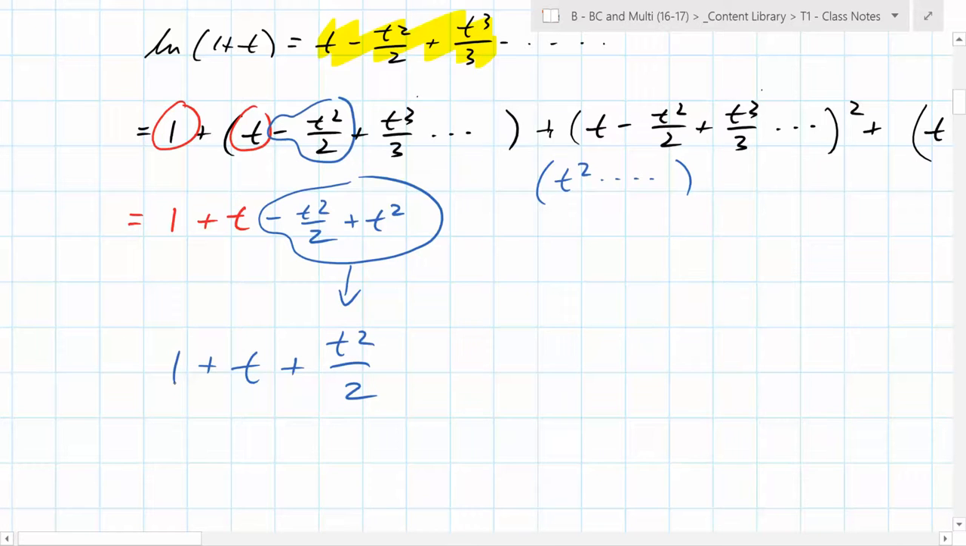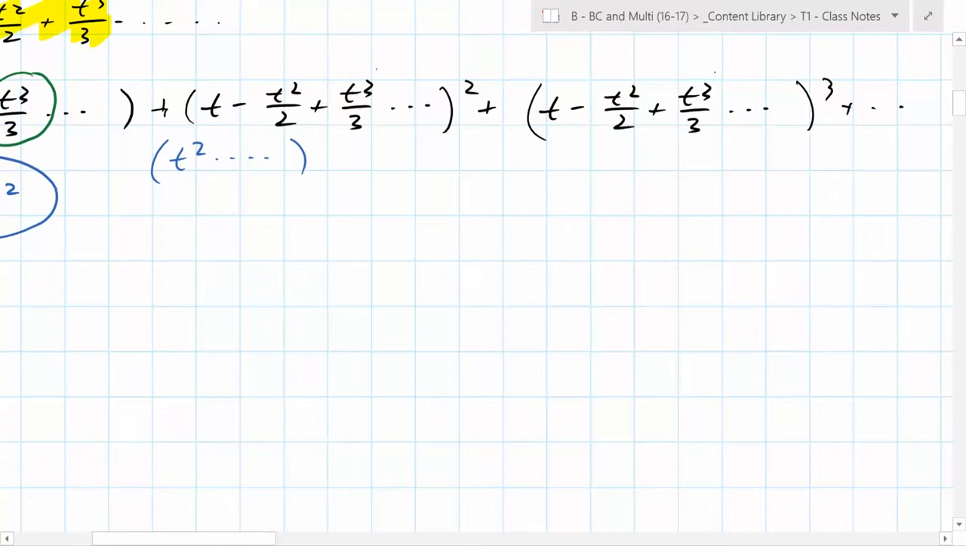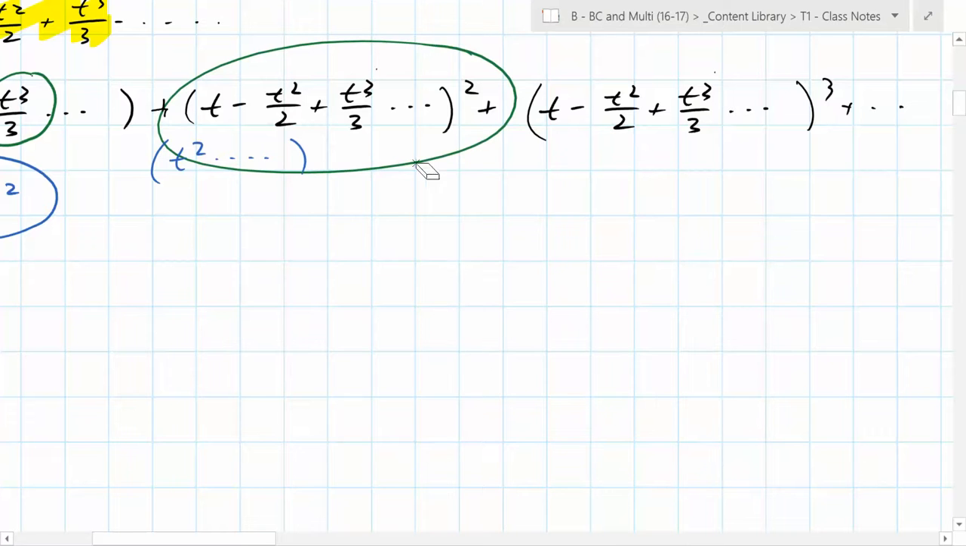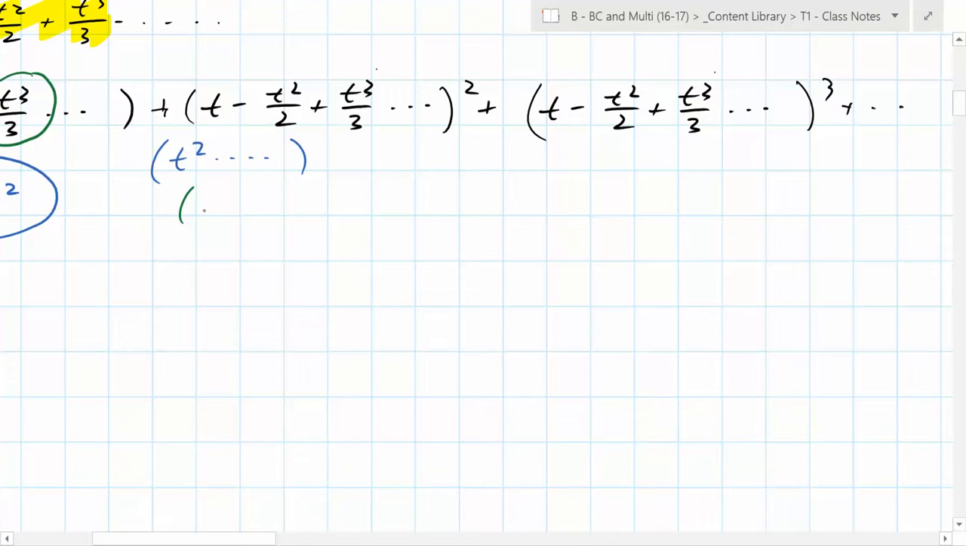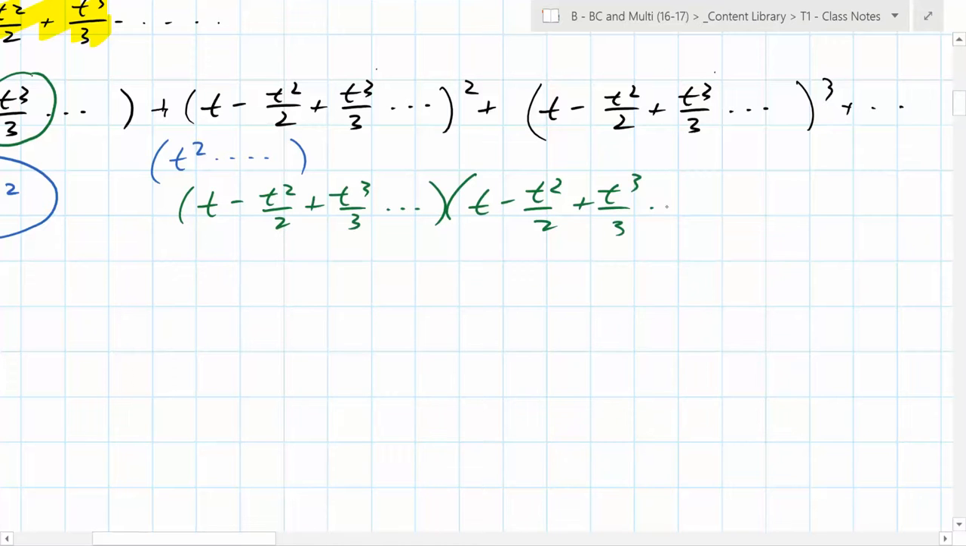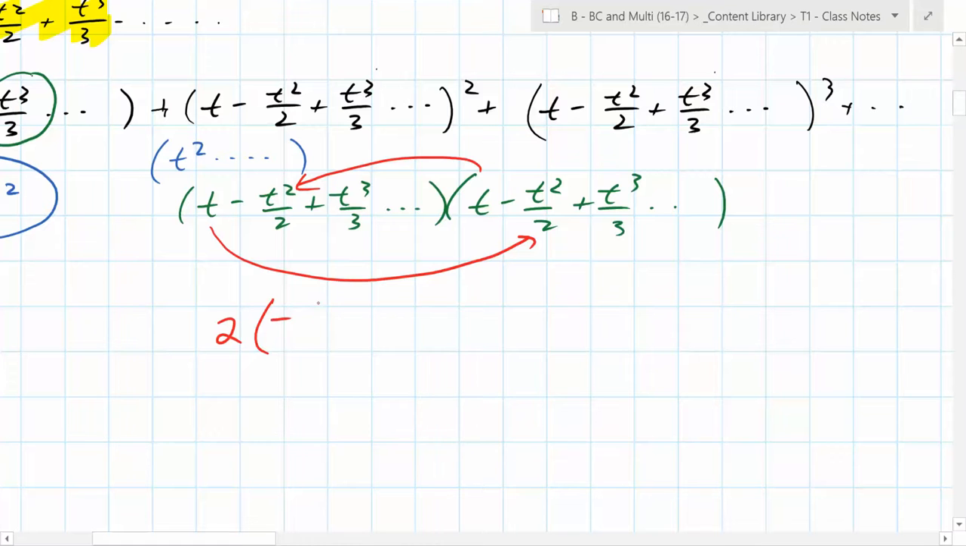Now you have to find all the cubes, right? Collect them carefully. Here's one of them, right? There's going to be one in here. There's going to be one in the second piece. Yeah, there is, because look, t minus t squared over 2 plus t cubed over 3, times t minus t squared over 2 plus t cubed over 3. Where are you going to get it? You're going to get it from there and from those, right? So how many of those are you going to have? You're going to have two of what? Negative t cubed over 2. Do you see that, everybody? Does everybody see that? Yes.